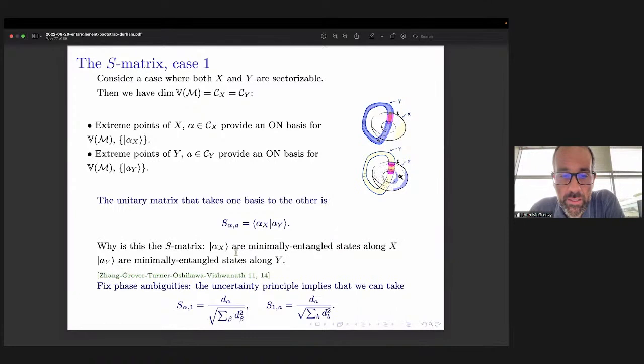And so far I haven't defined the phases of these states. In fact, we can fix the phase ambiguities because of this uncertainty principle. Knowing that one sub X is a maximum entropy state along Y determines its coefficients. In particular, they're not zero, and so we can use that to fix the phase.